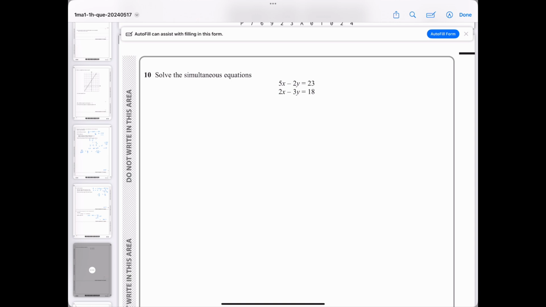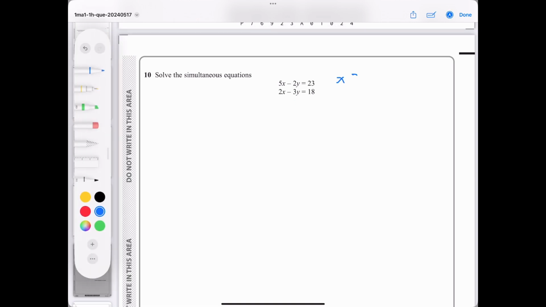Solve the simultaneous equations. Okay. Right, we don't have any of the same things, but I'm going to make the y's the same because that's easier than making anything else. So I'm going to times that by 3, and I'm going to times that by 2. So if we times that, make sure you times everything though when you do it. So that would be 15x minus 6y equals 69.